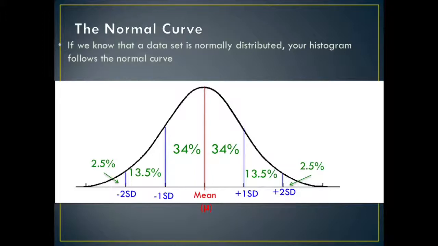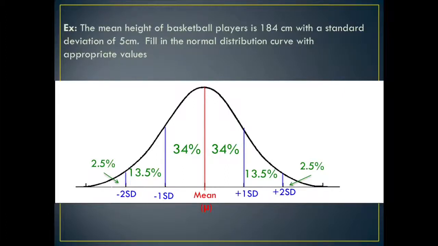I would ask you to go ahead and write these percentages down and try and memorize them because they are always going to be the same no matter what the data is, again, as long as we have a normally distributed data set. Alright, so the first thing we want to be able to do with these problems is label our diagram. We know that the mean is 184. That's going to go in the very middle.